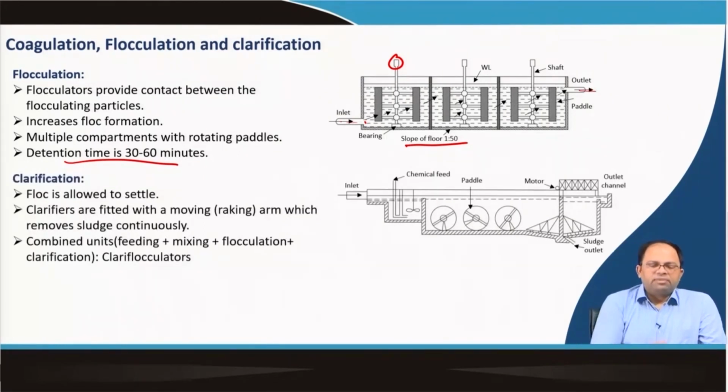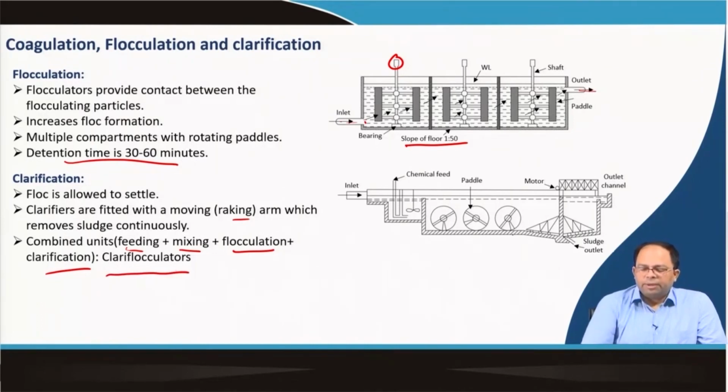So, clarification is the final process where flock is allowed to settle, and clarifiers are fitted with a moving or raking arm which removes sludge continuously. We can also have combined units where we have got feeding, mixing, flocculation, and clarification all together, and these are known as clariflocculators.